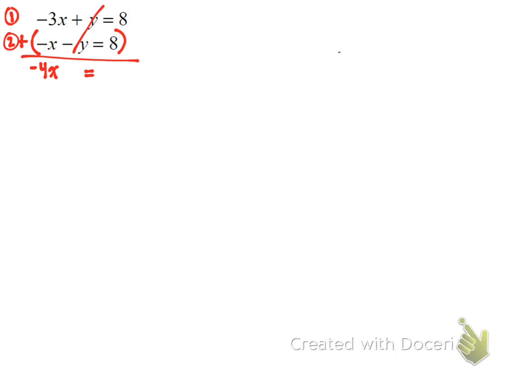The y's canceled out. And then 8 plus 8 is 16. Okay, next step, we're going to solve for the variable, which is x. Divide both sides by negative 4. So x is equal to negative 4.